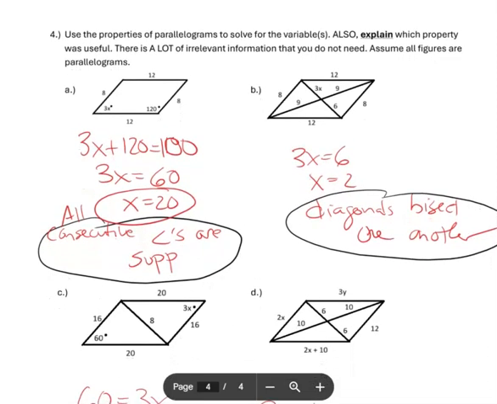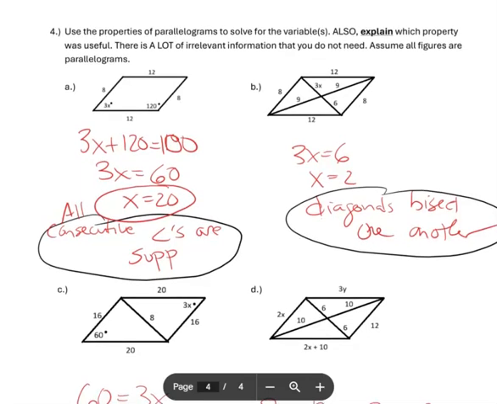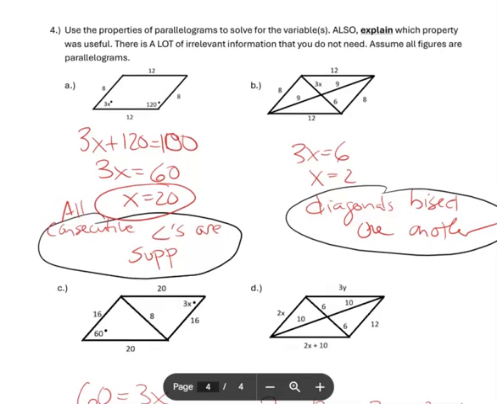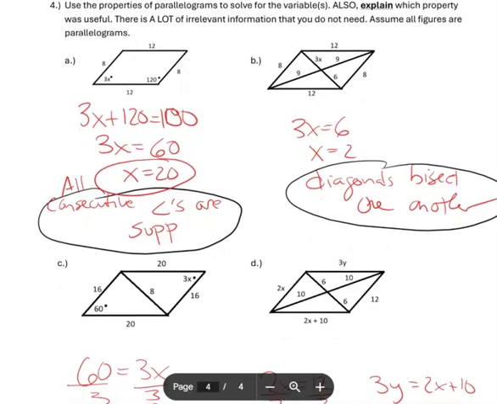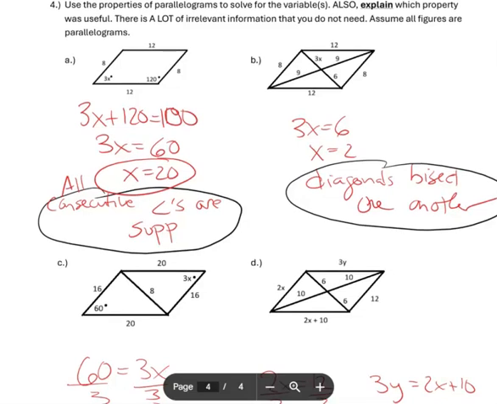Number 4, use the properties of parallelograms to solve for the variables. Also explain which property was useful. There's a lot of irrelevant information that you do not need. Assume all figures are parallelograms. So on this one, the variables are going to be consecutive angles, and we know that they are supplementary. So I can add them, set equal to 180, and it would be consecutive angles are supplementary.